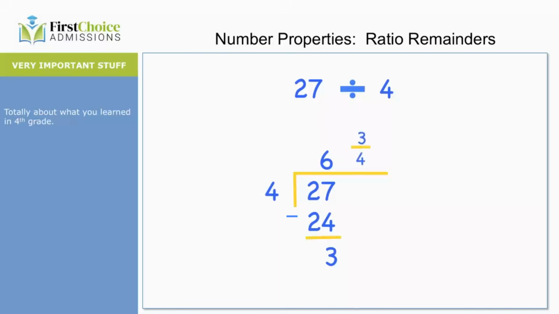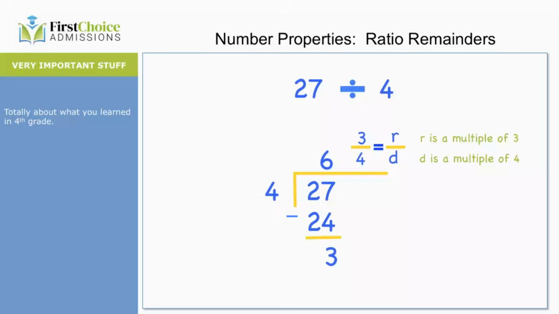Well, here is the really, really helpful part. 3/4 is just a ratio. 3/4 is remainder over divisor. And because it's a ratio, it simply follows all of the ratio rules, which means r is a multiple of 3 and d is a multiple of 4.